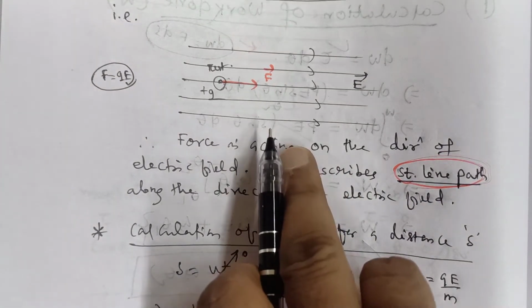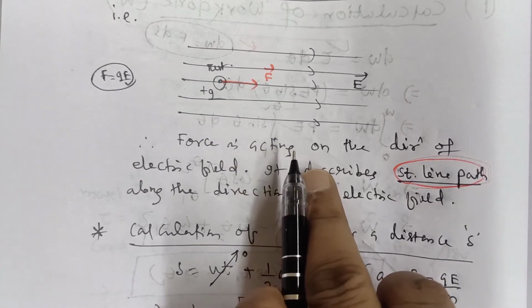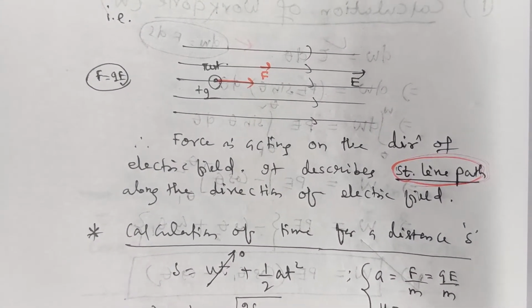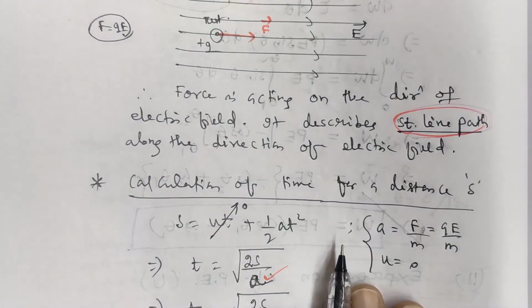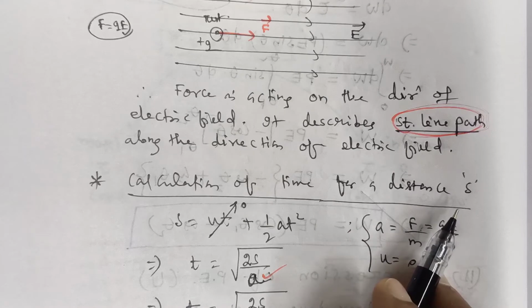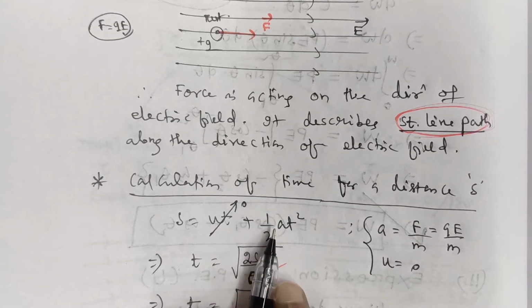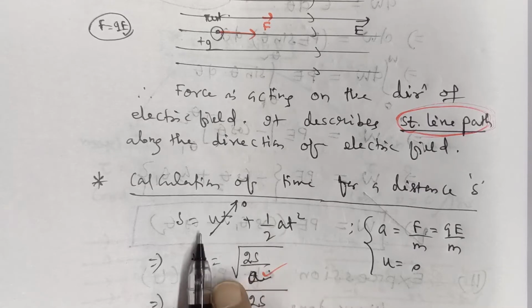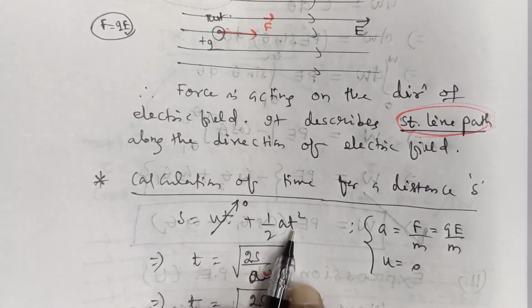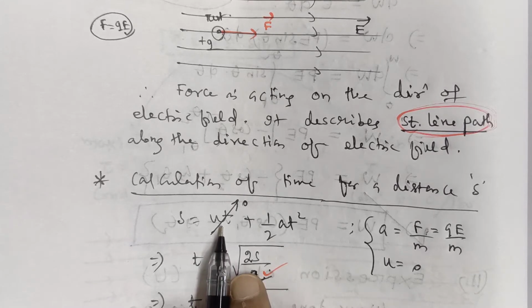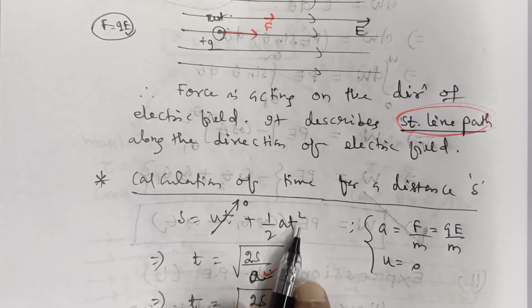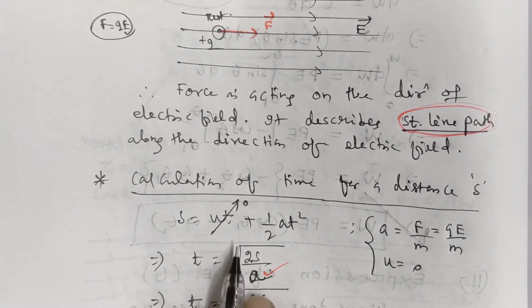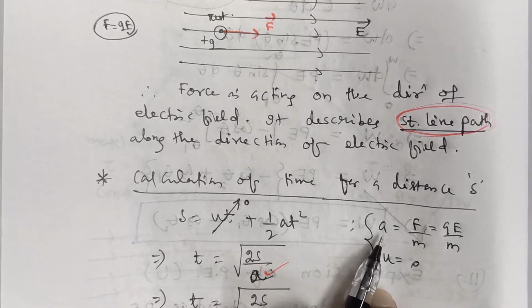Now that we have studied this topic, we will move to a problem. If the charged particle is initially at rest, we have to find after what time it will cover a distance s. It is a problem of kinematics. It moves with constant acceleration, so we can use the formula s is equal to ut plus half at square. As the particle was initially at rest, the first term reduces to 0. So s is equal to half at square, so time will be root of 2s by a. Here a is the acceleration acting on the charged particle.